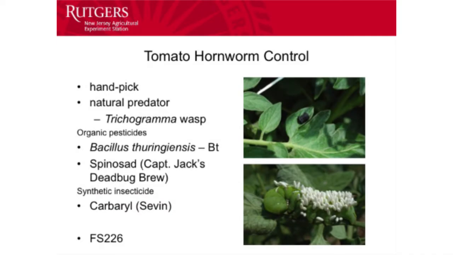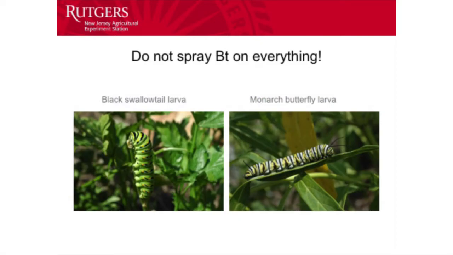Bacillus thuringiensis is a natural bacteria, a stomach toxin to caterpillars that has been replicated in the lab, can be sprayed on crops, and will kill caterpillars. So it's pretty effective against tomato hornworm. The caution, I would say, with Bacillus thuringiensis, and again, we're always reading the label and thinking about these things, is that it is very effective on pretty much all caterpillars.